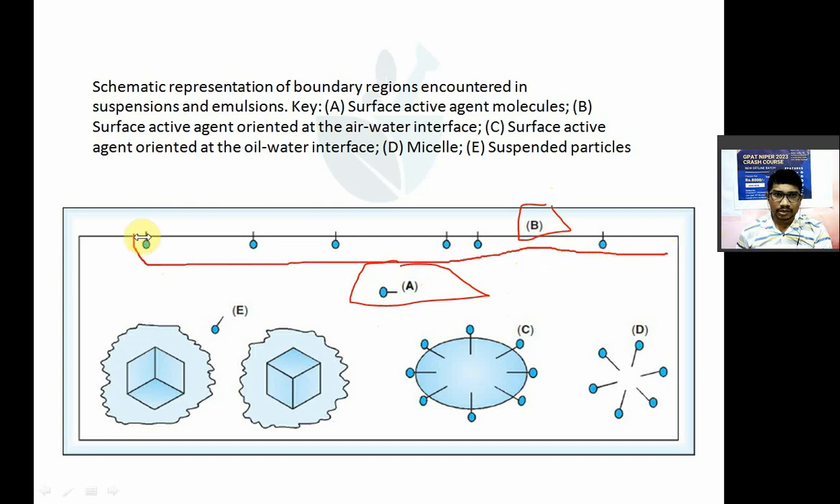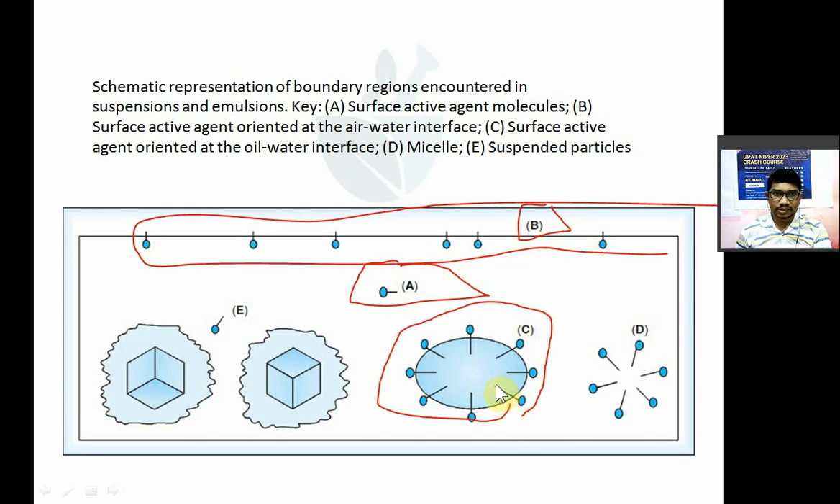Surface active agents are oriented at the air-water surface. Surface active agents will also orient at the oil-water interface. Say, for example, if there is an oil-water emulsion, then surface active agents will orient themselves like this. So surface active agents orient at an oil-water interface.